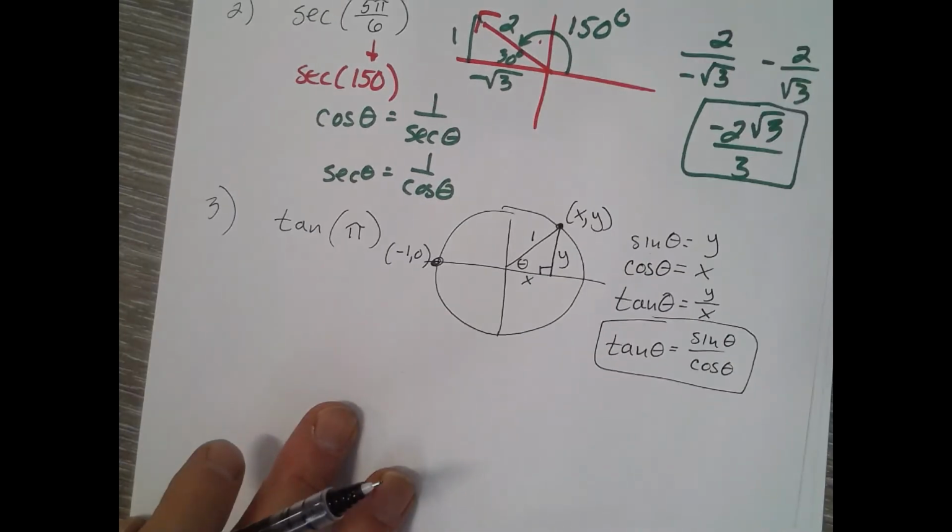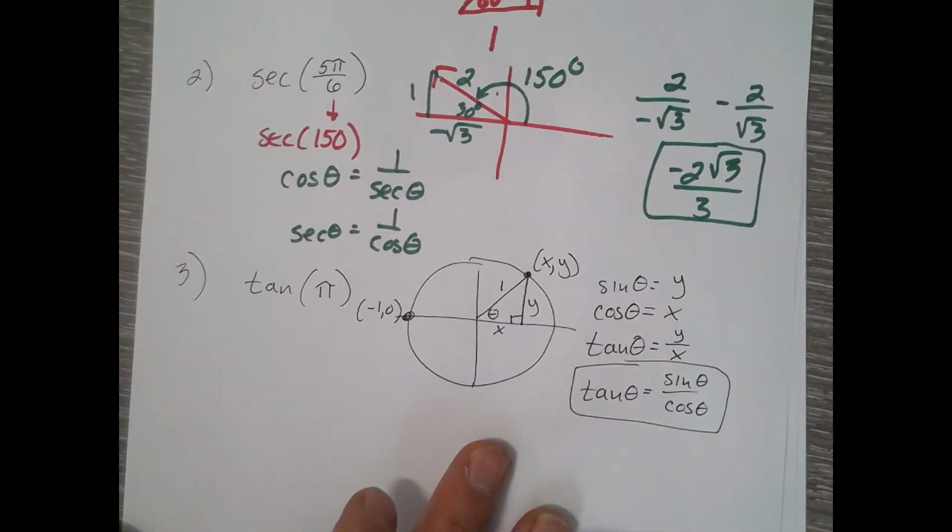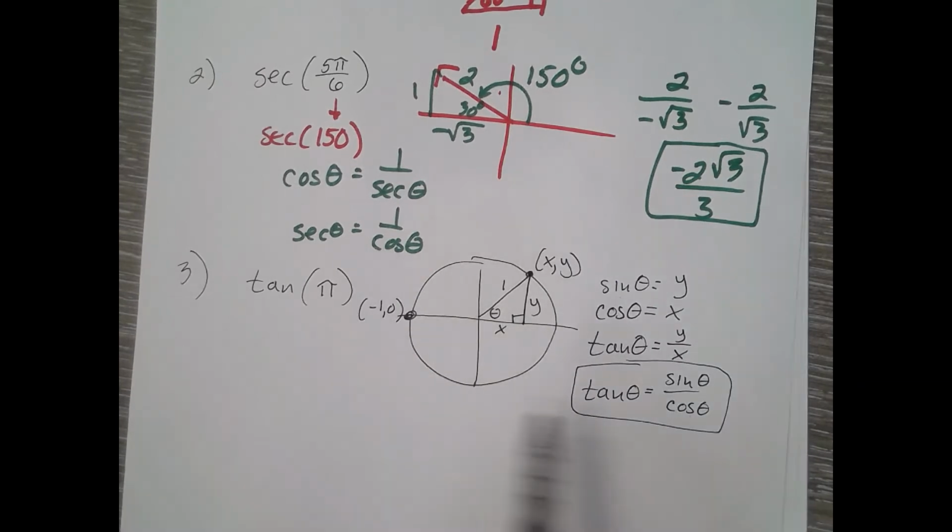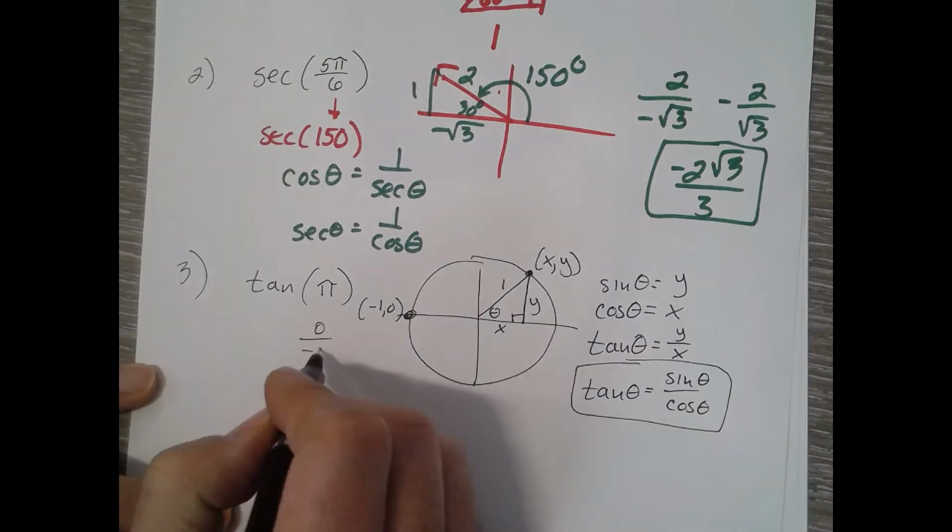All right, so back to the question at hand. What is the tangent of pi? We can find it by just doing y over x. So 0 over 1, which is 0.